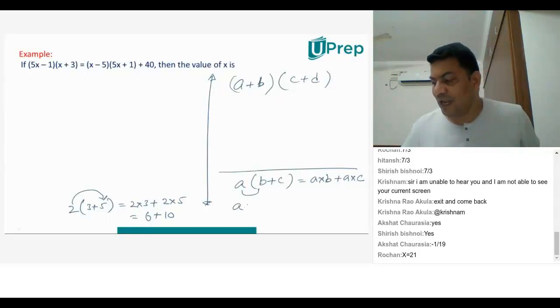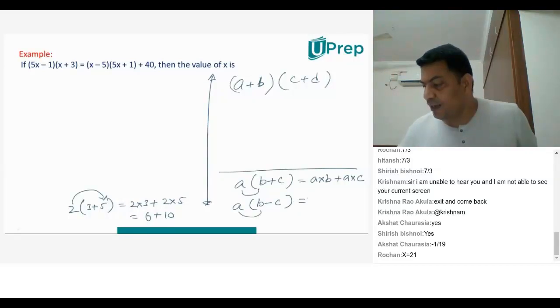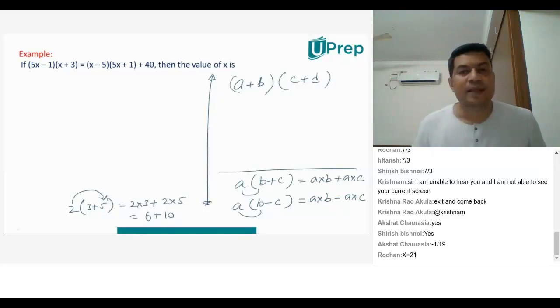Whereas if we have A into B minus C, what do we do? We write it as A into B, and this minus remains there. Therefore, minus A into C. That's how we multiply, right?